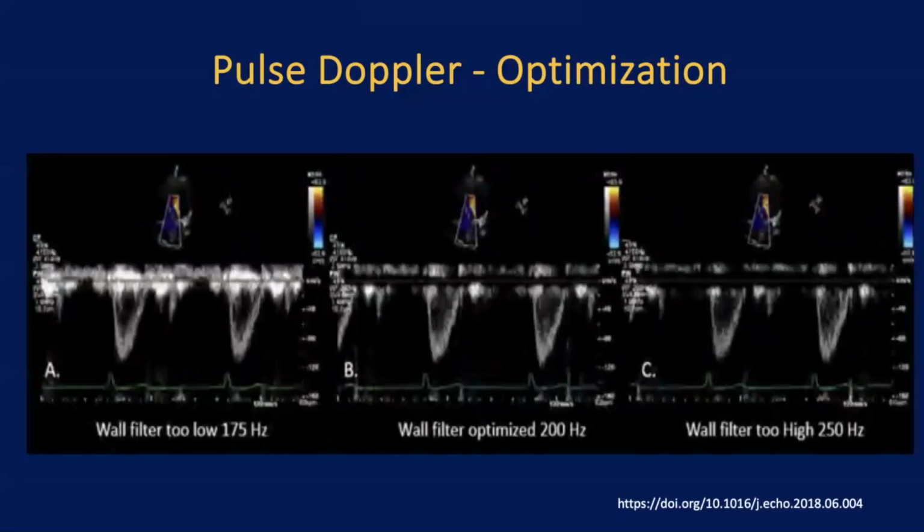The wall filter, it's important. It will eliminate for us, in pulse wave, the small velocity that is not needed, so you can clearly see where is the beginning and where is the end of the pulse. It's not to be too low, so there will be a lot of unnecessary wave and velocities, and it's not to be too high, so we will lose the baseline.